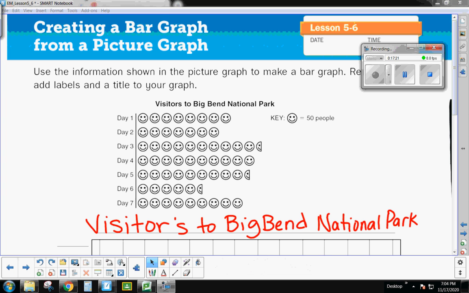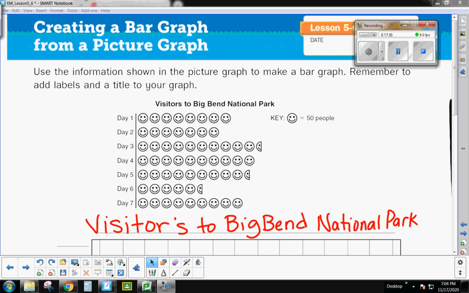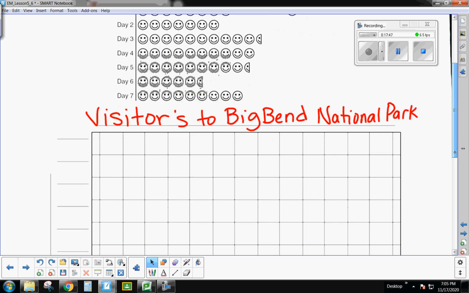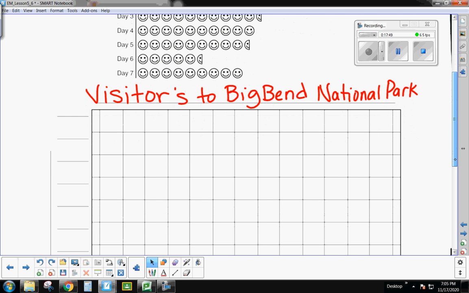Okay, so looking at this again, it was creating a bar graph from a picture graph. I really didn't read those directions very clearly at the beginning, but you're going to use the information shown in the picture graph to then create a bar graph with the same data. Remember to add labels and title your graph. So boys and girls, the title of this picture graph is Visitors to Big Bend National Park. So you're going to do the same thing for your bar graph. You're going to call it Visitors to Big Bend National Park.